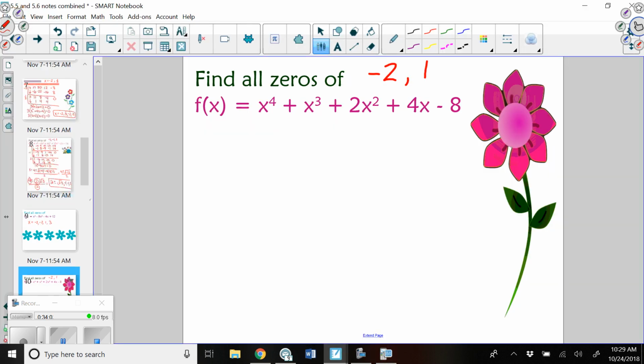Okay, so what do we do next? I found 2 of the answers. How many are missing? 2. I've used synthetic. What does it mean about the other 2 answers? They're probably imaginary. All right, so are we missing anything before we set up synthetic? All right, so 1, 1, 2, 4, -8. Does it matter which answer I go with first? Which one do you guys want to use?